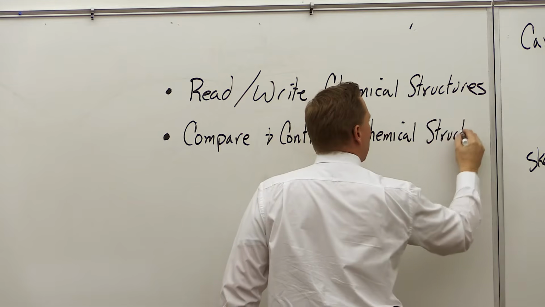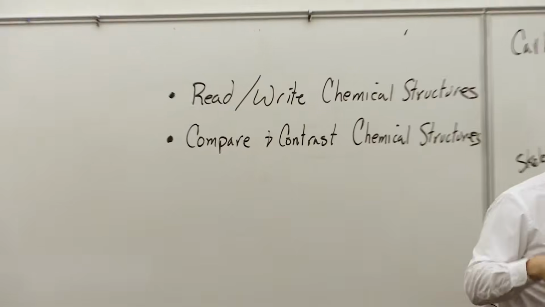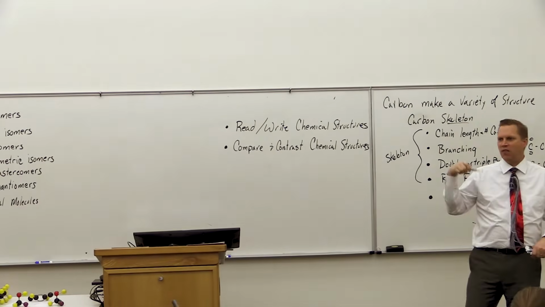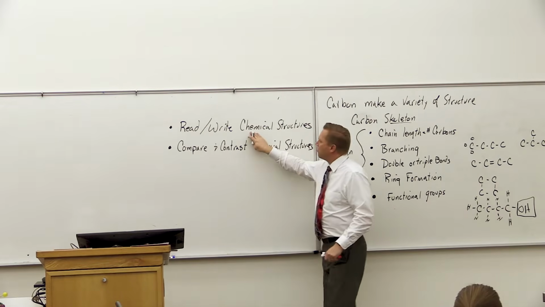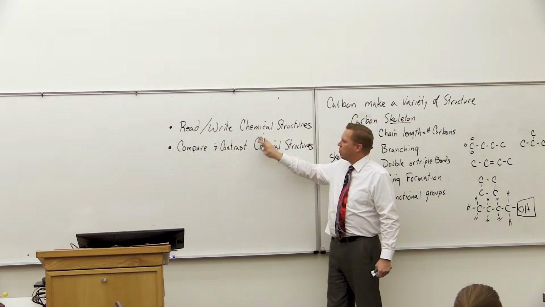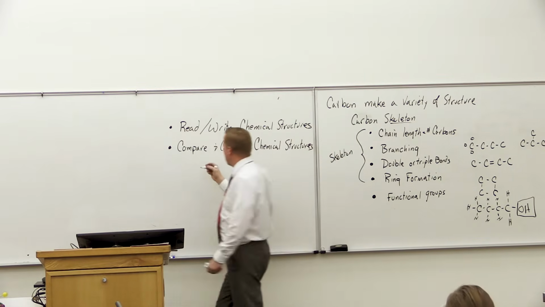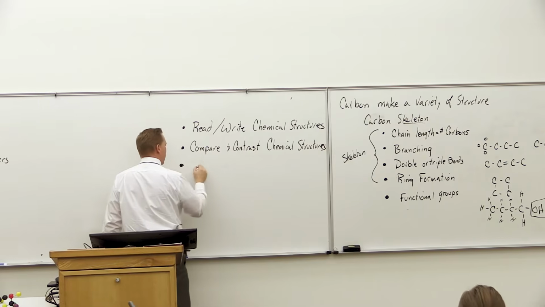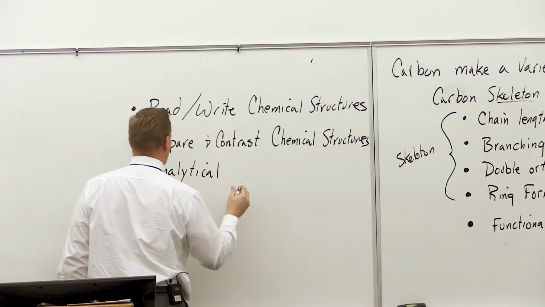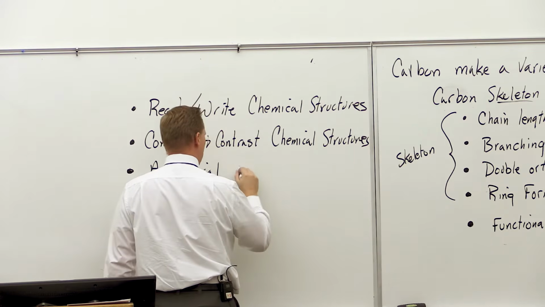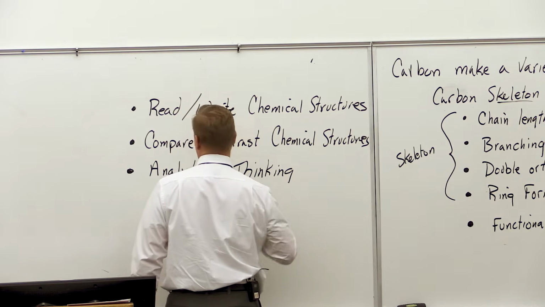You might be given 2 amino acids and asked to identify which amino acid is which, or look at 2 structures and identify the functional groups that are present. So we have this needed skill of being able to read and write chemical structures and also be able to compare and contrast chemical structures. And then we also want to be able, just in general in the course, to give you some opportunities to practice and exercise analytical thinking.